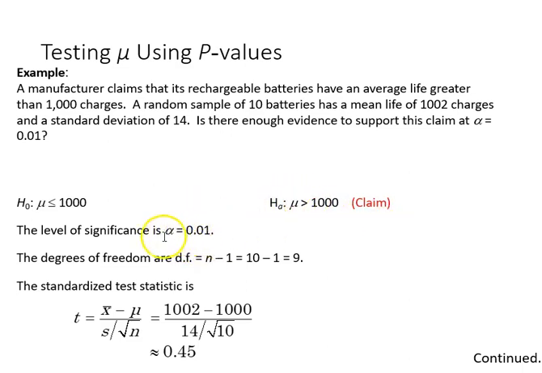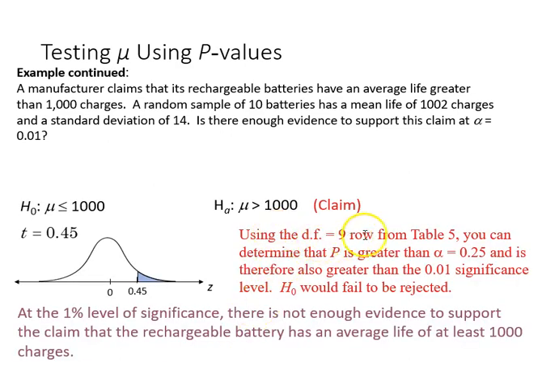And we're at the 0.01 level for alpha. The degrees of freedom will be the sample minus 1. That gives us 9. It's very small. And the standardized test statistic can be calculated using that information. And that comes down to 0.45. So if we use 9 degrees of freedom and we go to our t-table, we can determine that P is greater than alpha equals 0.25 over here. So this value of 0.45 falls this way from that, and therefore it is not in the rejection zone. We fail to reject the null hypothesis.